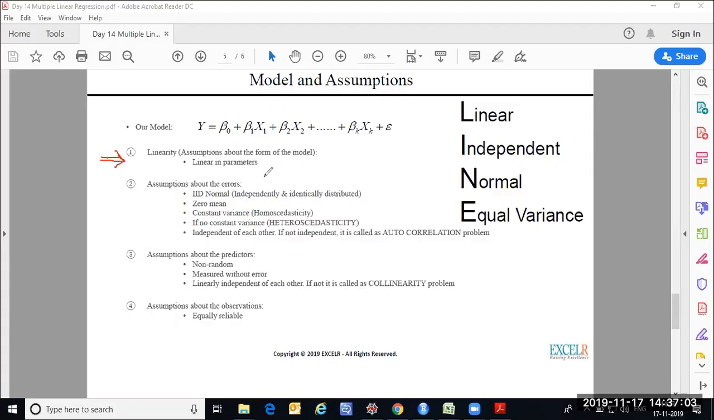QQ plot, right? Where we will have a reference line. We see whether the majority of the data points in the range of IQR, interquartile range, are falling on that line or not. Then accordingly, we decide whether the data is following linearity or not. Clear? Now, the second section of the assumptions are about the errors.